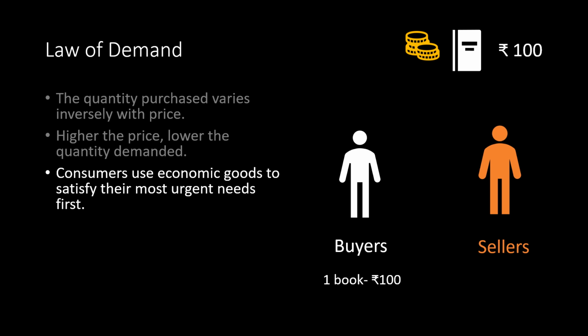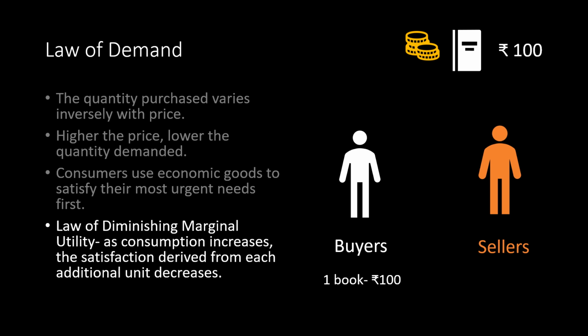So the consumers use economic goods to satisfy their most urgent needs first. In our case, the buyer only needs one book, and since the prices are quite high, he only ends up buying one book. And this is based on the law of diminishing marginal utility. So as consumption increases, the satisfaction derived from each additional unit decreases. So each additional unit will be put to a less valued use. So they would want to pay less for that particular item.